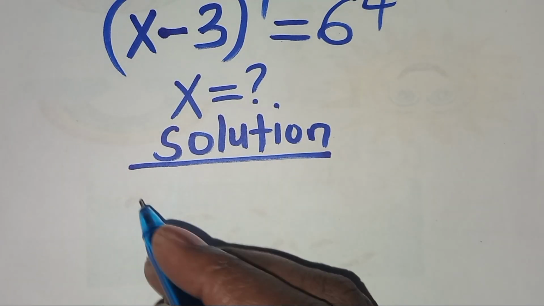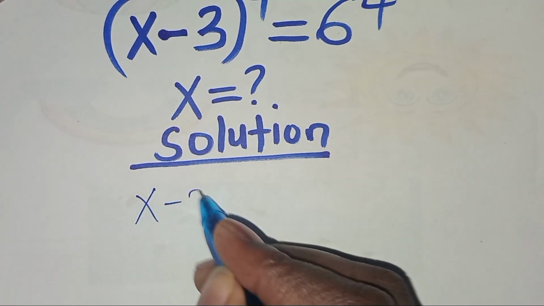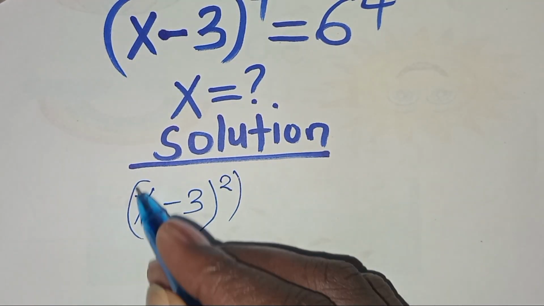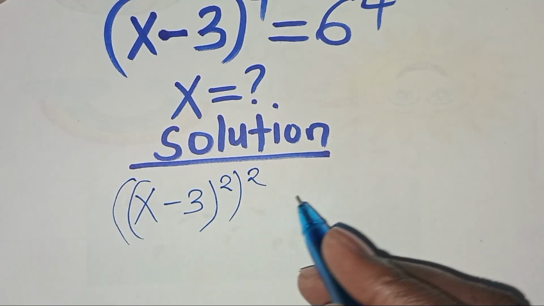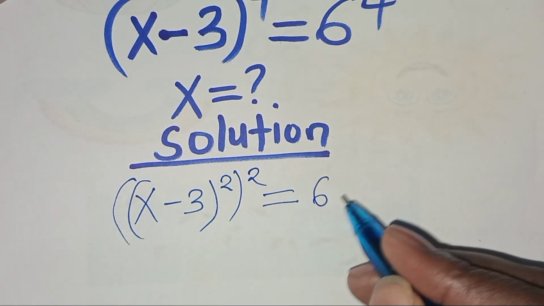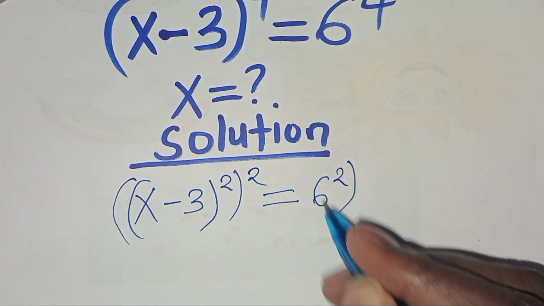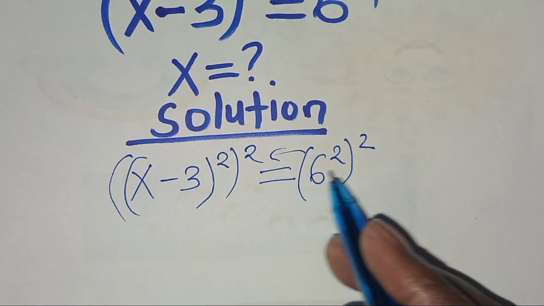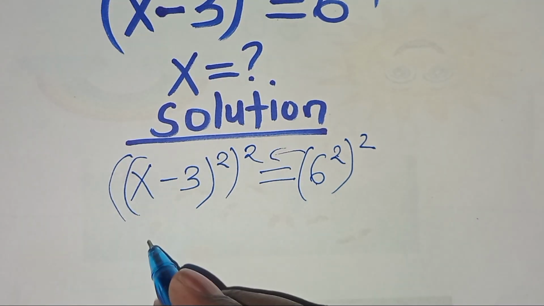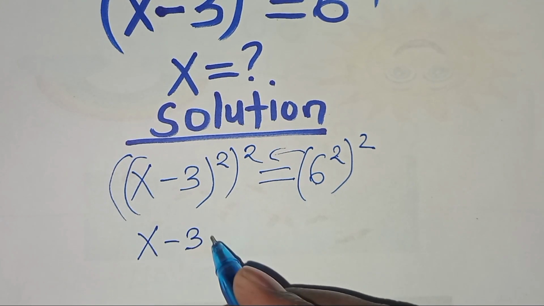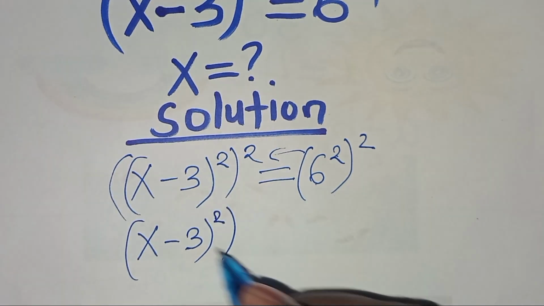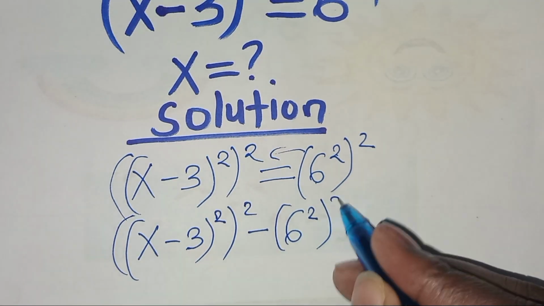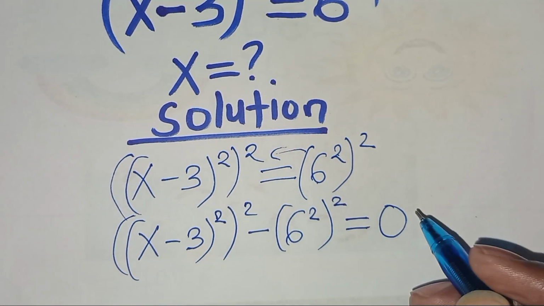Solution. Here, we can express (x - 3)^4 as ((x - 3)^2)^2, which is equal to (6^2)^2. So let's take (6^2)^2 to the left-hand side. We'll have ((x - 3)^2)^2 - (6^2)^2 = 0.